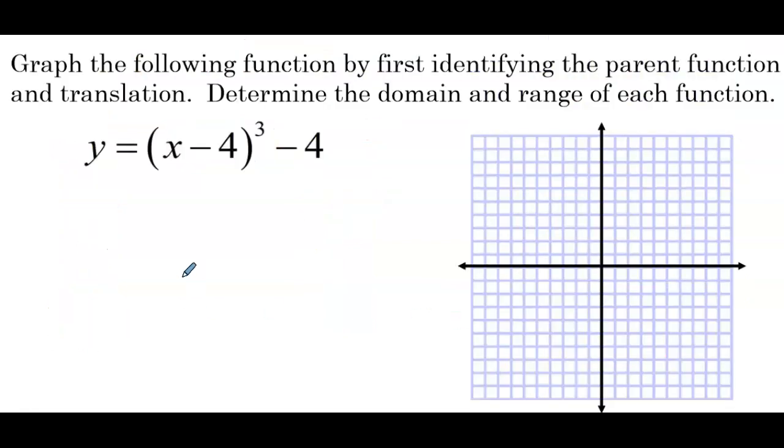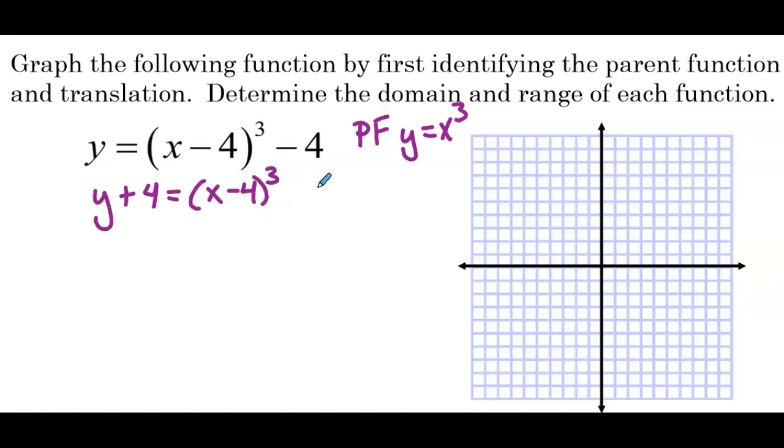Next up, we have y equals x minus 4 quantity cubed minus 4. Our parent function then is the cubic, y equals x cubed. We'll add 4 to both sides, so y plus 4 equals x minus 4 to the third. So our translation, so x minus 4 means we're adding 4 to the x values. Y plus 4, we're subtracting 4 from the y values. Okay, add 4 to the x, subtract 4 from the y.